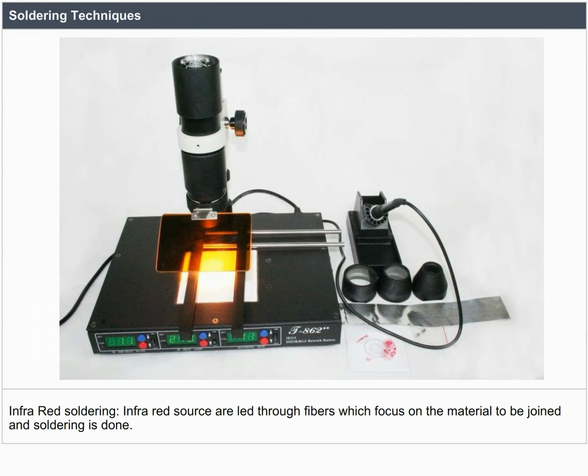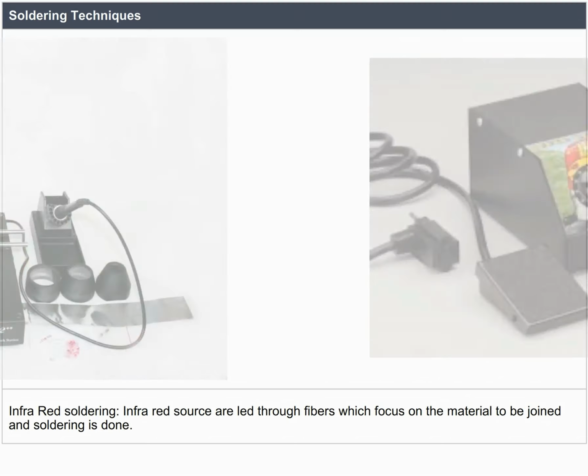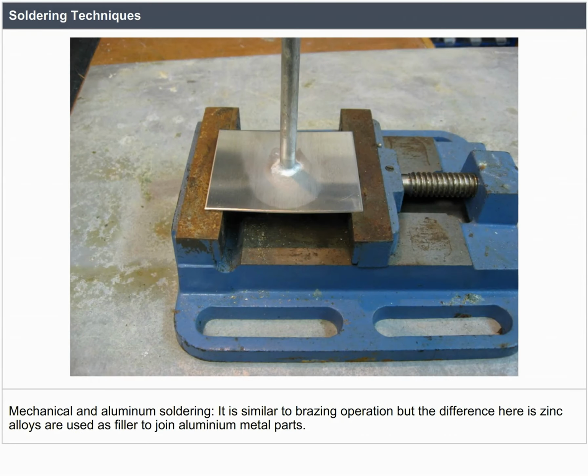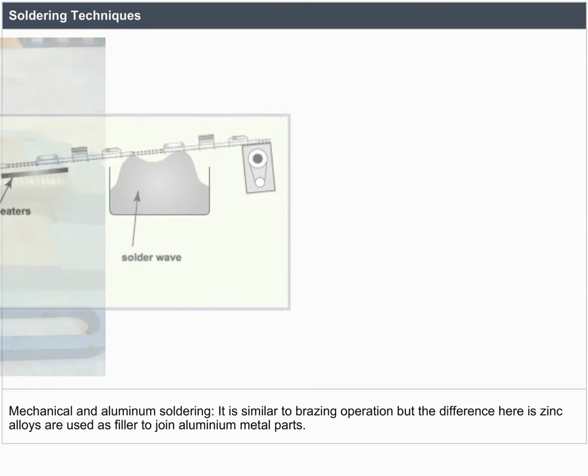Infrared soldering. Infrared rays are led through fibers which focus on the material to be joined, and soldering is done. Resistance soldering. An electric current is passed through the solder which melts it in resistance soldering. Mechanical and aluminum soldering. It is similar to brazing operation, but the difference here is zinc alloys are used as filler to join aluminum metal parts. Wave soldering.